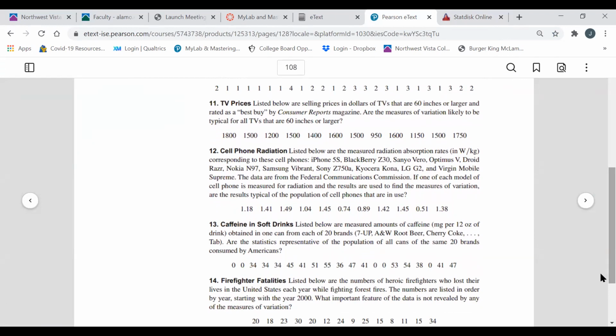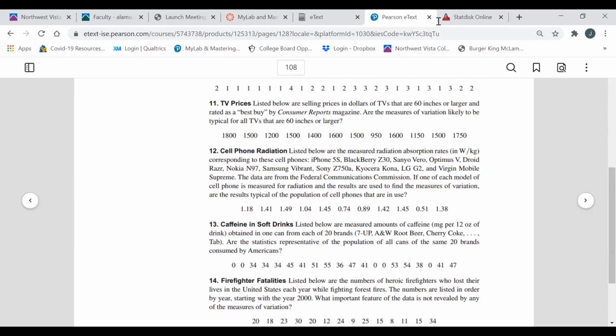1.41, 1.49, 1.04, 1.45, 0.74, 0.89, 1.42, 1.45, 0.51, and 1.38. 2, 4, 6, 8, 10, 11. There should be 11. 1, 2, 3, 4, 5, 6, 7, 8, 9. Okay, cool.